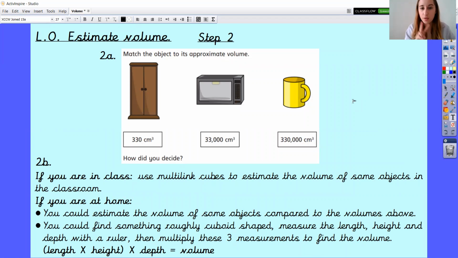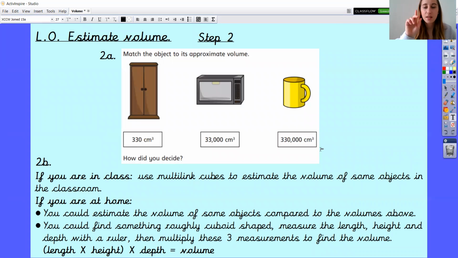So for 2A, you've got 3 different pictures of objects. One of them's a wardrobe, one of them's a microwave, and one of them's a mug. And it's given you 3 different approximations of their volume. You need to have a look at those approximate volumes and decide which one goes with which. So you could write wardrobe, microwave, mug, and then write which of those 3 you think would go with it. So it's about comparing their size. You know which one's largest, which one's smallest, which one's in the middle.